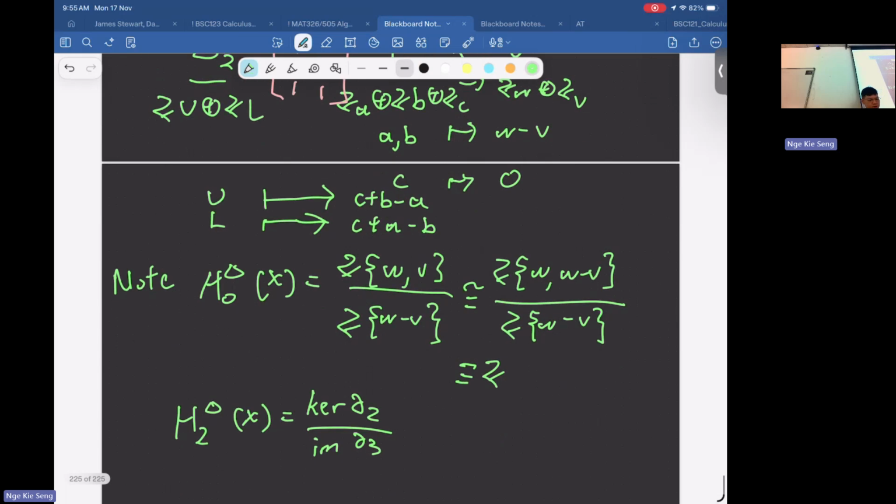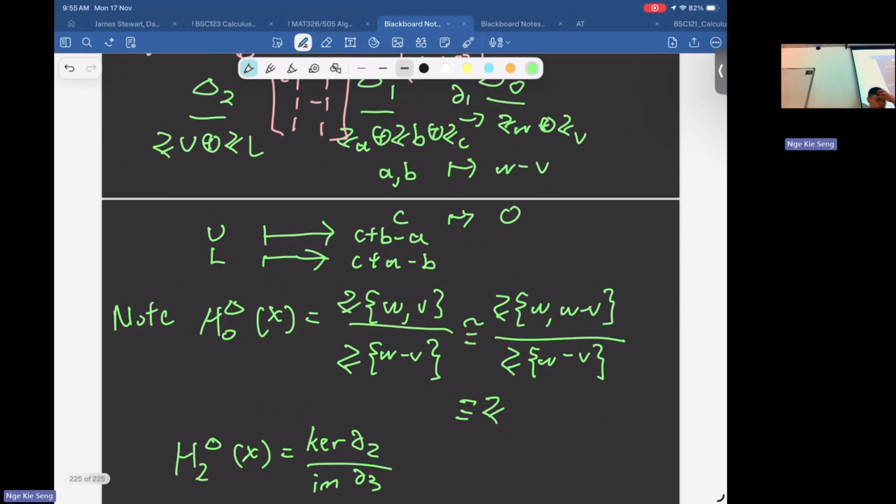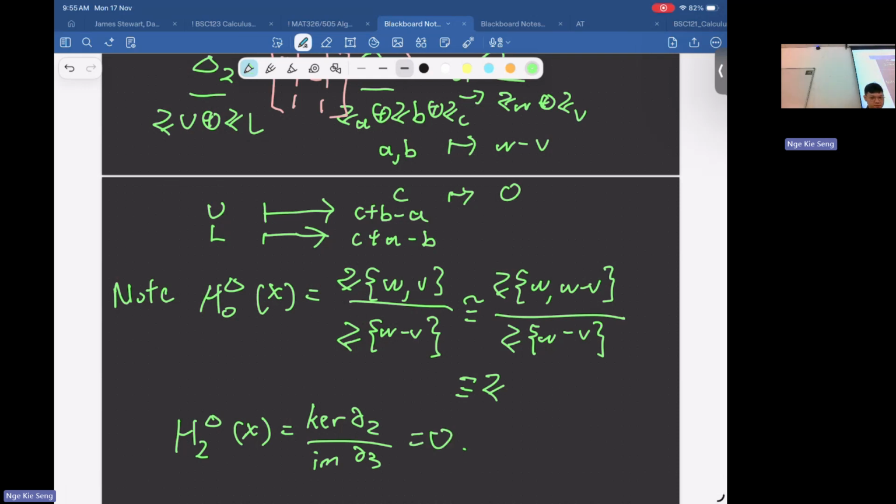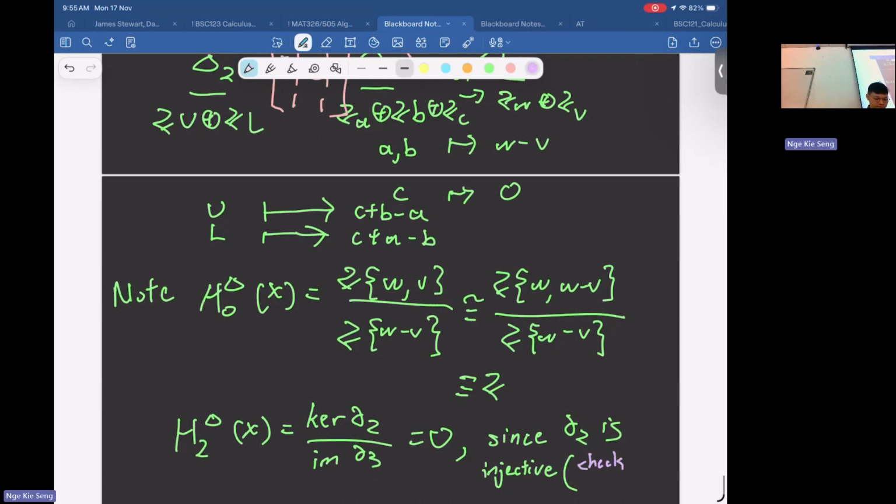Should we compute this first? Okay, let's compute this first. Actually, you can try any linear combination, or if you don't want to try, just show that that matrix has 2 pivot columns. Meaning it is injective. Not invertible, because the dimension is weird, but it's injective, so this is 0, since delta 2 is injective. You can maybe check by checking pivot columns.